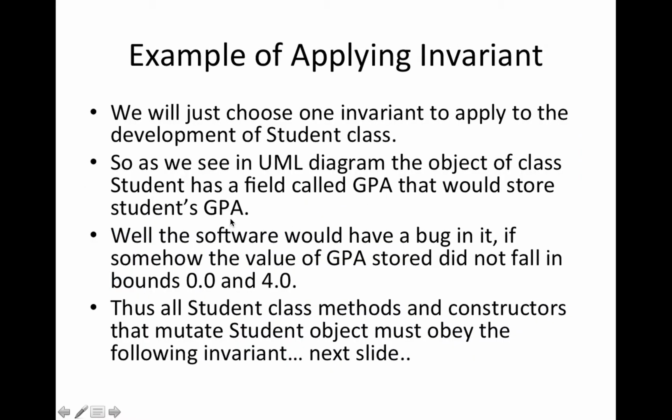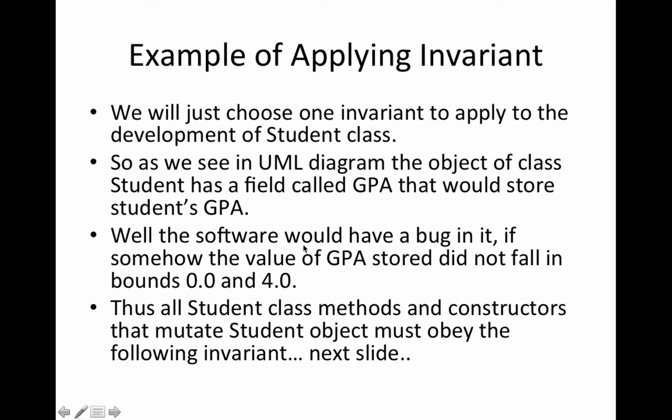That would store student's GPA. Well, the software will have a bug in it if somehow the value of GPA stored did not fall in the bounds 0.0 and 4.0. Because typically GPA cannot be negative and it cannot be more than 4.0. So if somehow GPA stored became negative or became more than 4, that's a software bug.